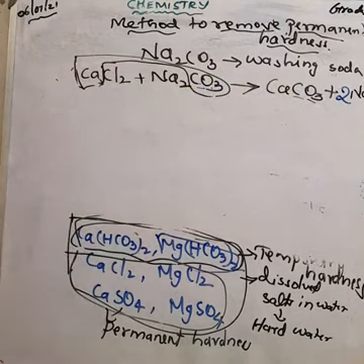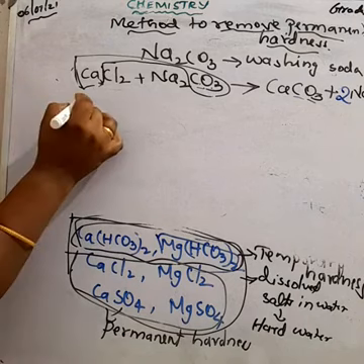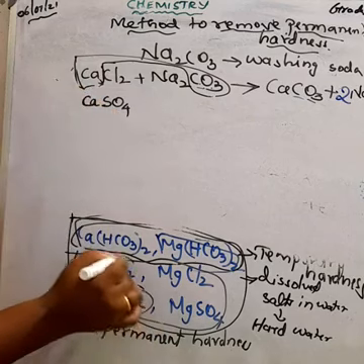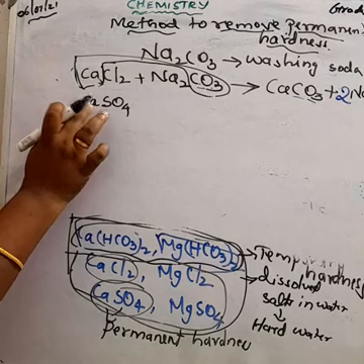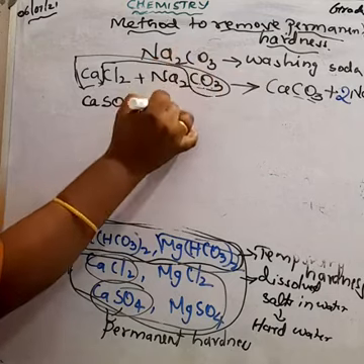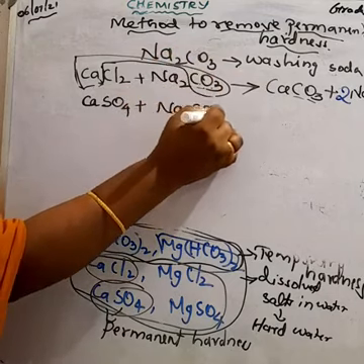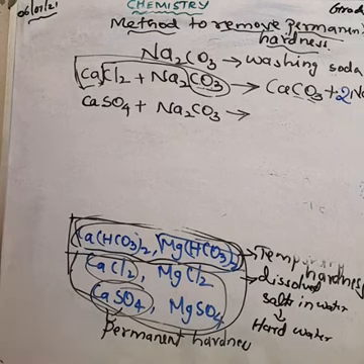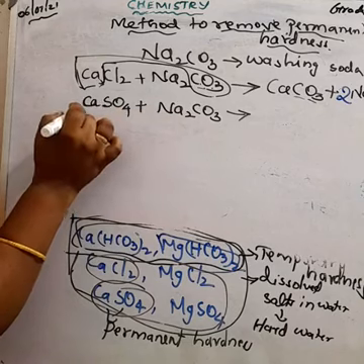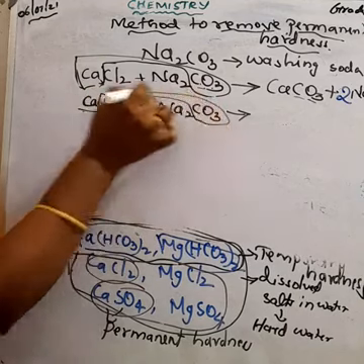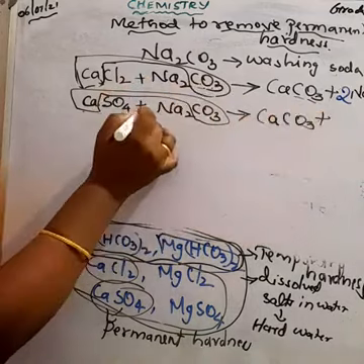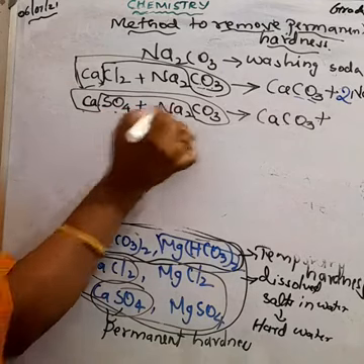Another example. When the water contains calcium sulfate, which one is the metal here? If the water contains calcium sulfate, when we add washing soda, what is the formula for washing soda? Na2CO3. The calcium in the hard water combines with the carbonate in the washing soda to form calcium carbonate, and the sodium combines with the sulfate to form sodium sulfate. What is the formula of sodium sulfate?